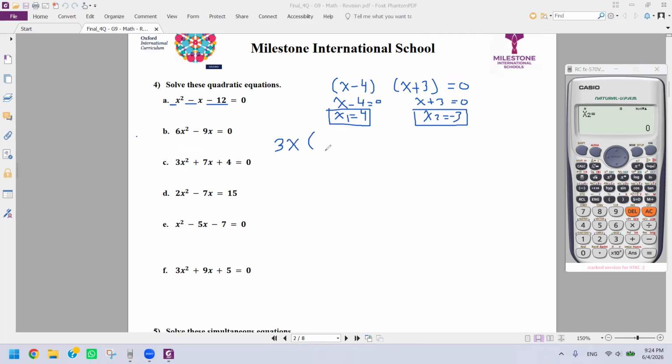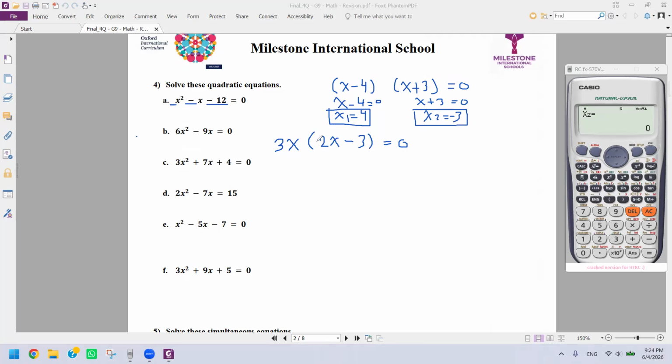Then I open a bracket. Now I divide everything by the common factor. 6 divided by 3 is 2. x squared divided by x is x. Then minus 9 divided by 3 is 3. x divided by x cancelled. This whole value equals 0.